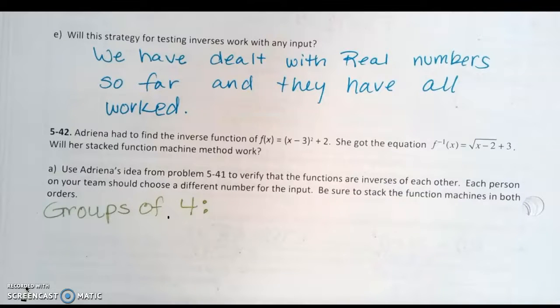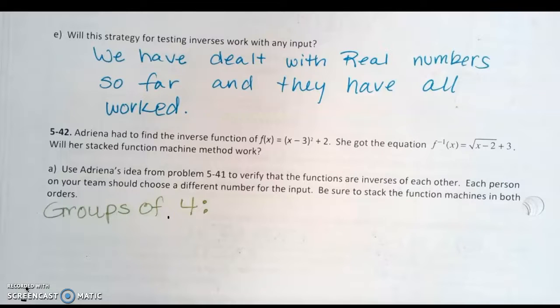Adriana had to find the inverse function for f of x equals (x minus 3) squared plus 2. She got the equation f inverse of x equals the square root of x minus 2, plus 3. Will her stacked function machine method work? Use Adriana's idea from problem 541 to verify that the functions are inverses of each other. Each person on your team should choose a different number for the input. Be sure to stack the function machines in both orders.